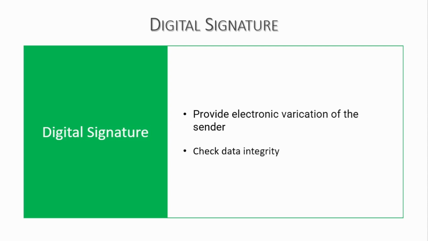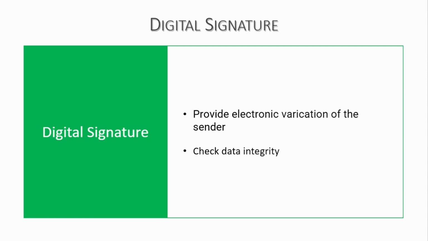So let's say user A wanted to send a document to user B, but before sending the document, user A will create a hash of the document and encrypt the hash with his own private key. Then send the document and the encrypted hash to user B. This encrypted hash is the digital signature.